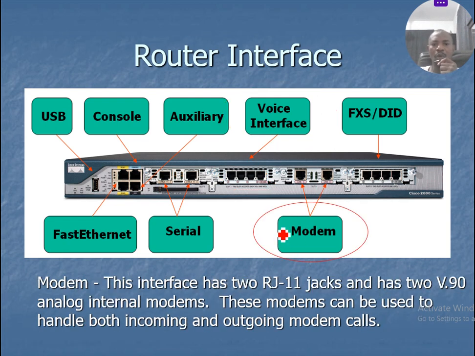The next one is the modem. These 2 ports, or these 2 interfaces, are called the modem. Now what is the modem used for? This is the interface with the RJ11. It uses what we call the RJ11 jacks, and has 2 V90 analog modems. These modems can be used to handle both the incoming and outgoing modem calls coming to the router. Is that okay? That's what it's used for.